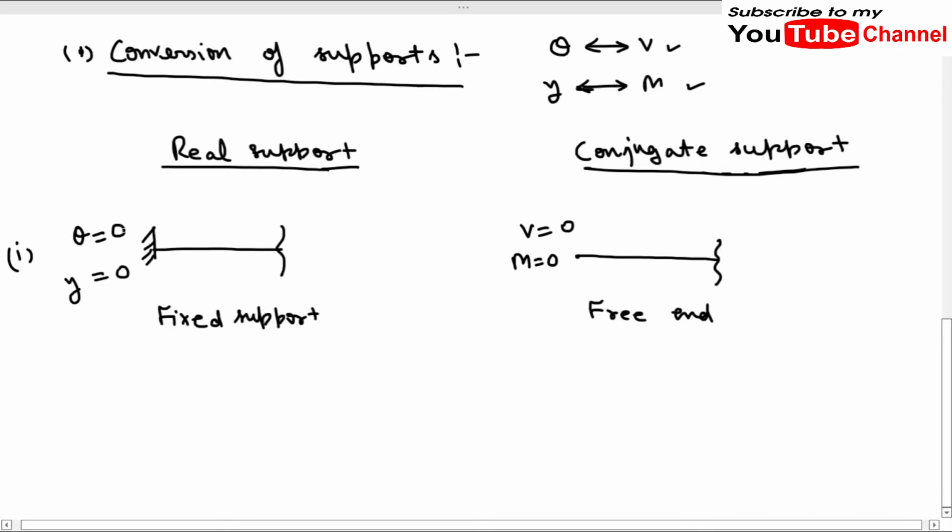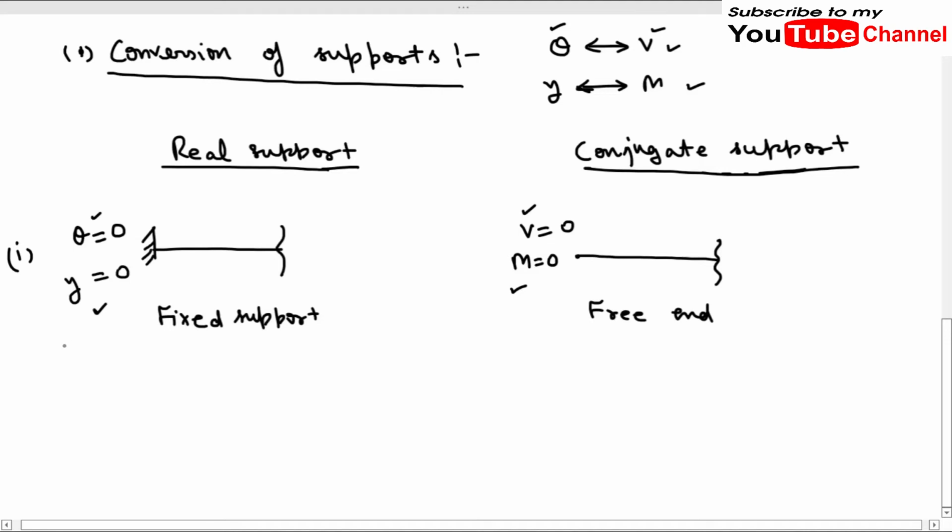Let me state it clearly. In the real case, at a fixed support we have slope zero and deflection zero. If we want to convert this fixed support into its conjugate support, in the real case we have slope and in the conjugate beam we have shear force. So in the real case theta is zero, so in the conjugate case shear force should be zero. And in the real case deflection is zero, which means the bending moment in the conjugate beam should be zero. The only condition that satisfies this is the free end, which I have drawn here. We will convert this fixed support into a free end.